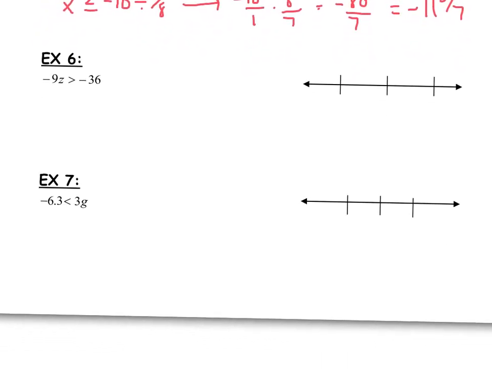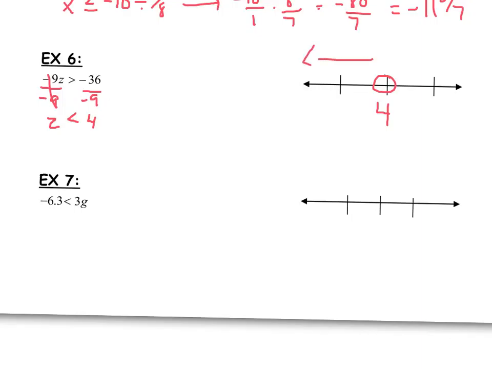Now number 6, you have negative 9z is greater than negative 36. So you would divide both sides by a negative. That was our rule. So we're dividing by a negative, which means we're going to flip the sign. The negative 9 goes away. There's my z. So now z is less than a positive 4. Less than is an open circle. There's a 4, and there's my graph.